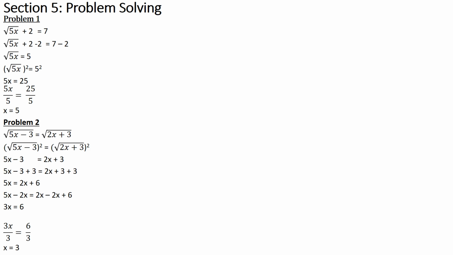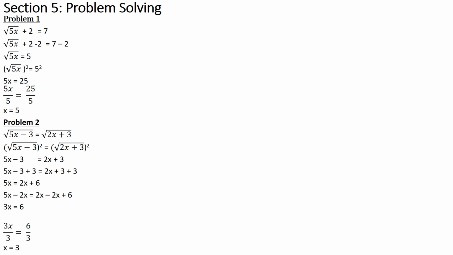This last one here looks a little hairy, but it really is very simple. Square root of 5x minus 3 equals square root of 2x plus 3. I'm going to square both sides, and I'm simply left with 5x minus 3 over 2x plus 3. I'm going to get rid of that 3 first by adding 3 to both sides. So I'm left with 5x equals 2x plus 6.